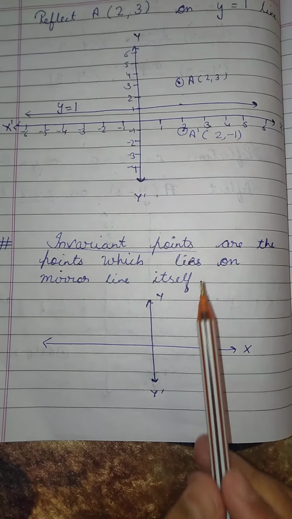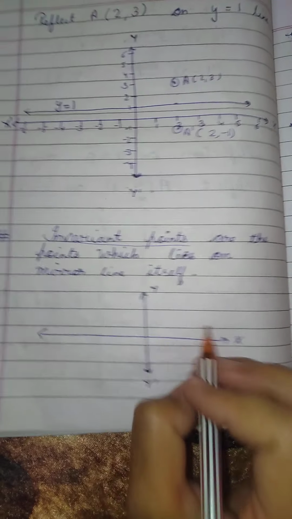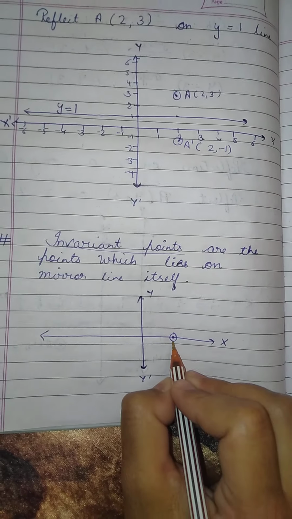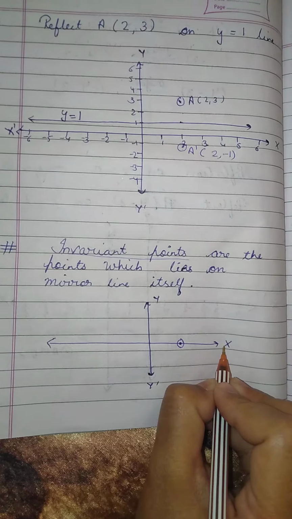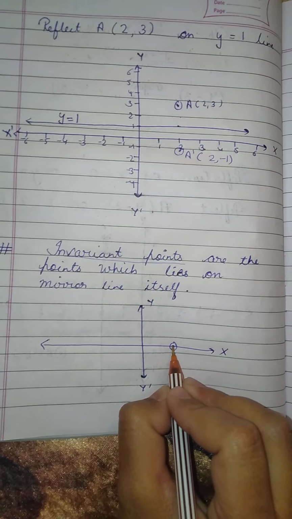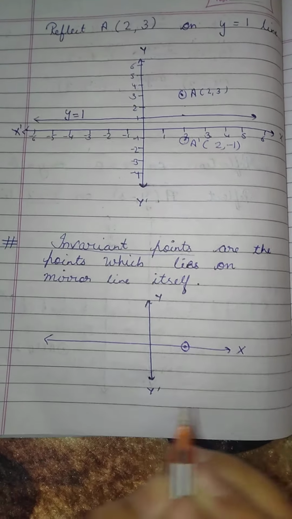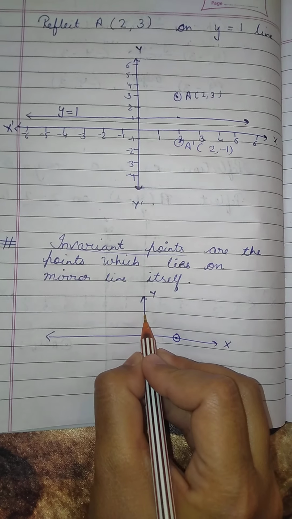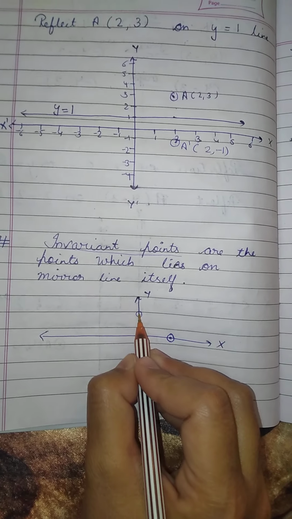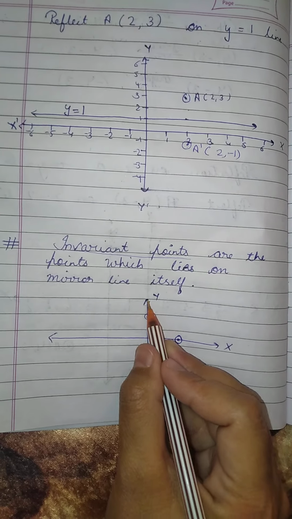The last concept is about invariant points. Invariant points are the points which lie on the mirror line itself. If I have the x-axis and y-axis, and the mirror line is the x-axis, then all the points which lie on the x-axis are invariant with respect to reflection on the x-axis, because if the mirror line is the x-axis and the point is lying on the x-axis itself, then its image will be on the same point only. Similarly, if the point is lying on the y-axis and I have to reflect it with respect to the y-axis, then this point will also be invariant because it is lying on the mirror line itself.